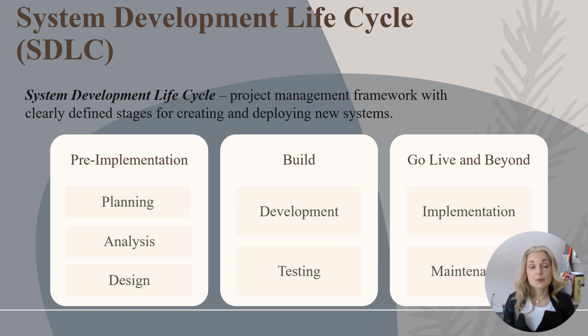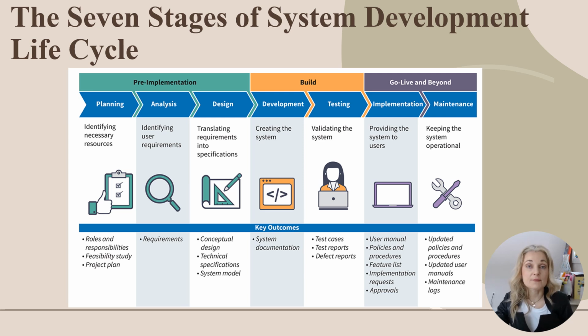Part of pre-implementation includes planning, analysis, and design. With building, you have development and testing, and going live and beyond, you have implementation, but also maintenance. And we will go into further detail of what these stages are in the upcoming slides. This is a great visual from your textbook that breaks down the 7 stages of system development, and it discusses what occurs at each stage and the key outcomes of the stage.